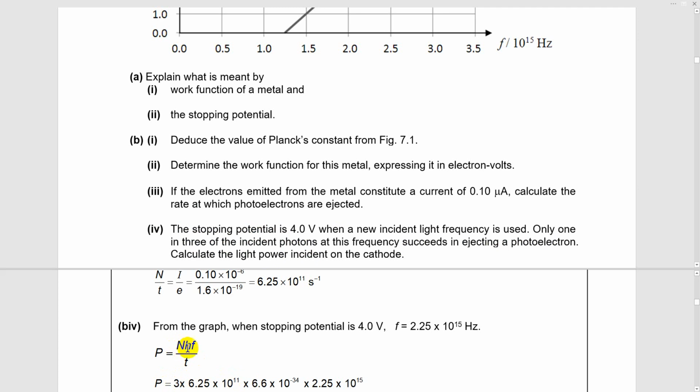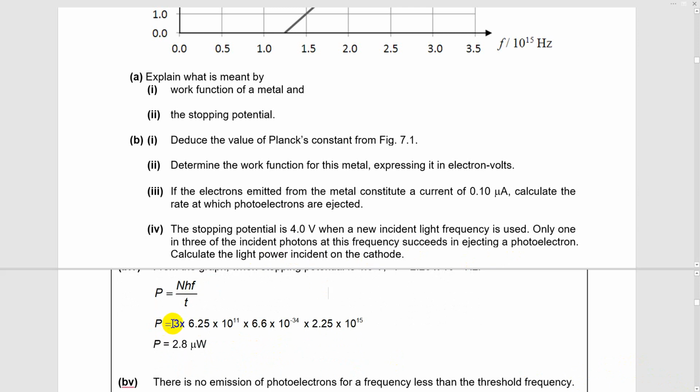When you take number of photons times hf, hf is the energy of each photon, and that will give you the total energy of all the photons. Then total energy divided by time is the power of the light. So to find the power of the light, we just take the number of photons per second times hf. And there you have number of photons per second is 3 times the number of electrons, then times h times f. Okay, then there is the answer for the power of the light, 2.8 times 10 to the power minus 6 watts.